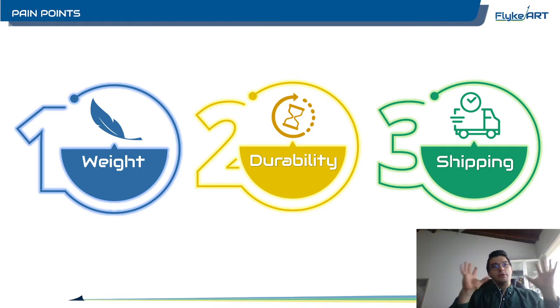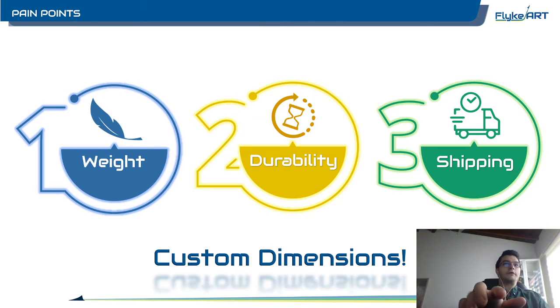So as you can see, we clearly structure the problem in 3 different steps. We broke it down. So just to summarize, it's the weight of the carts; they're heavy, the durability because they break all the time, and the shipping because the manufacturer is far away from the customer.